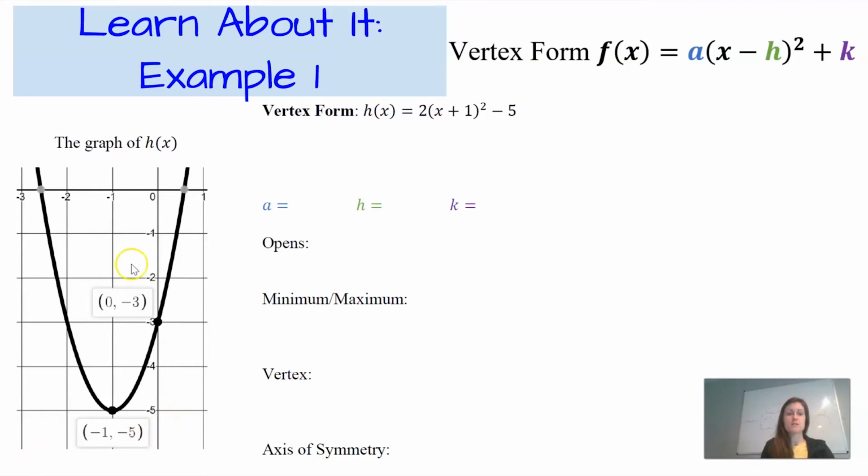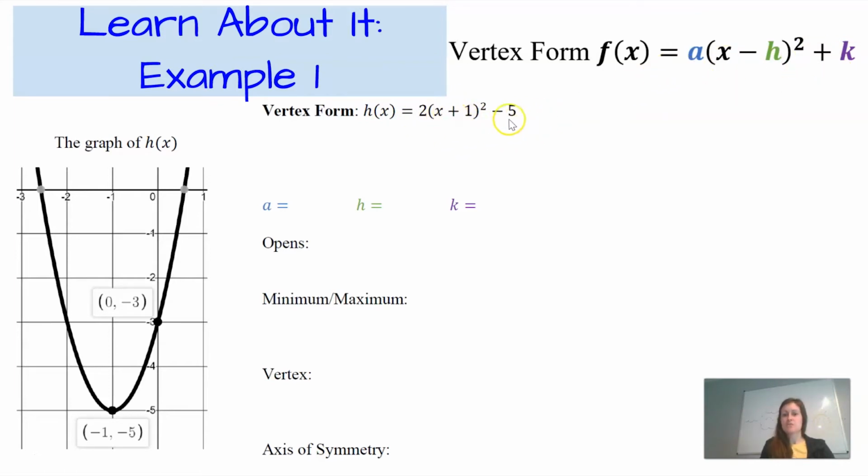In this example, we're going to make connections between the graph of h of x and the equation of h of x written in vertex form. I also have up at the top of your screen the general form of vertex form, which again is f of x equals a times the quantity x minus h squared plus k. Our goal is to help us figure out what the h and the k tell us about the graph of h of x. So the first thing that I'm going to do is I'm going to rewrite the equation for h of x in vertex form. Now you might be saying, well, Miss Potter, it looks just like it looks up at the top.